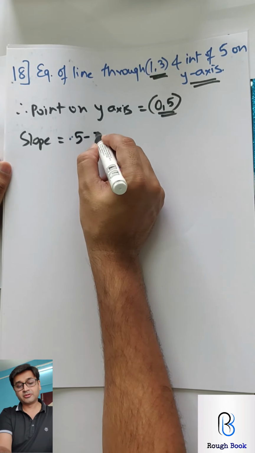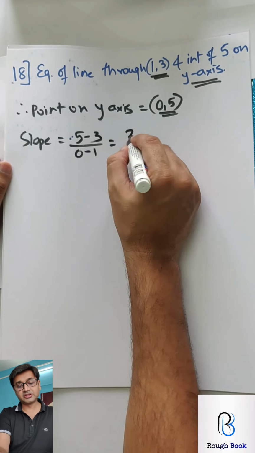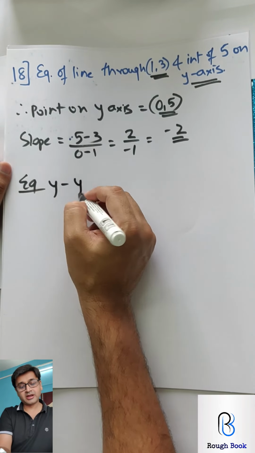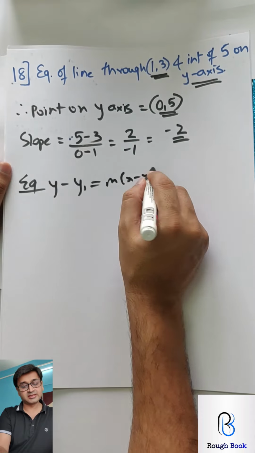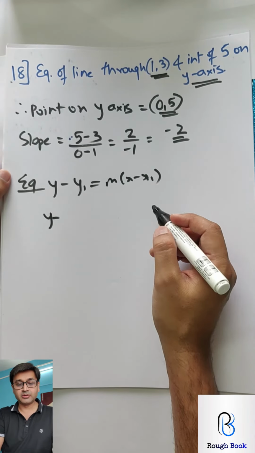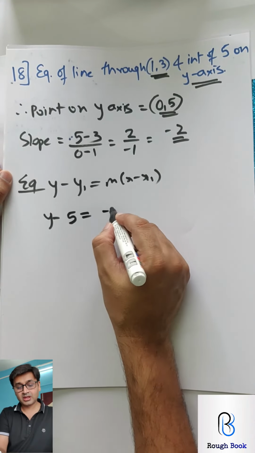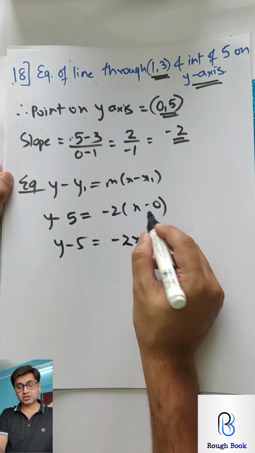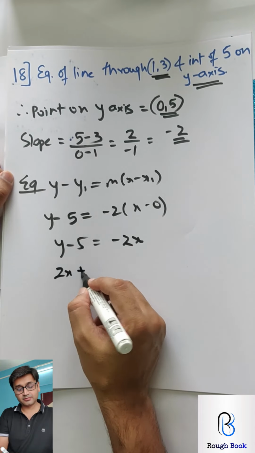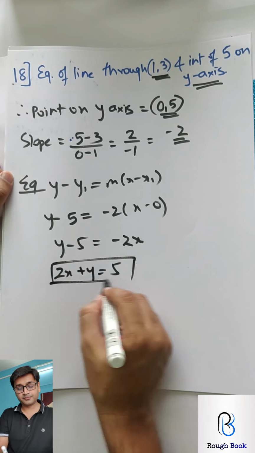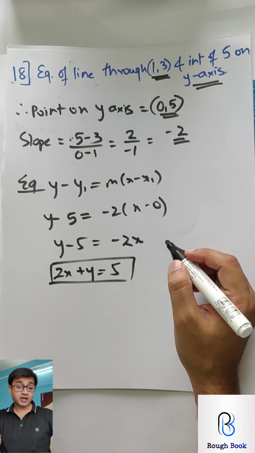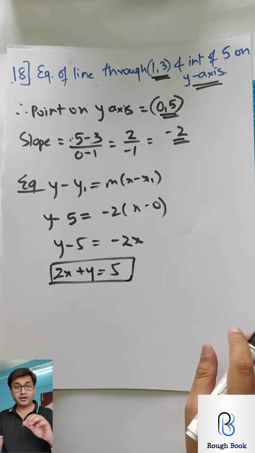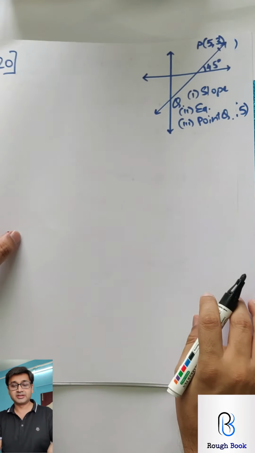First the slope. So 5 minus 3 over 0 minus 1, so 2 by minus 1, which is minus 2. And now the equation y minus y1 equals m times x minus x1. So y minus 5 equals minus 2 times x minus 0. So y minus 5 equals minus 2x. So 2x plus y equals 5. I'm getting the same answer. If you're really getting the same answers, that means you've already become pro with this. You have a good hand on this and I'm really impressed.